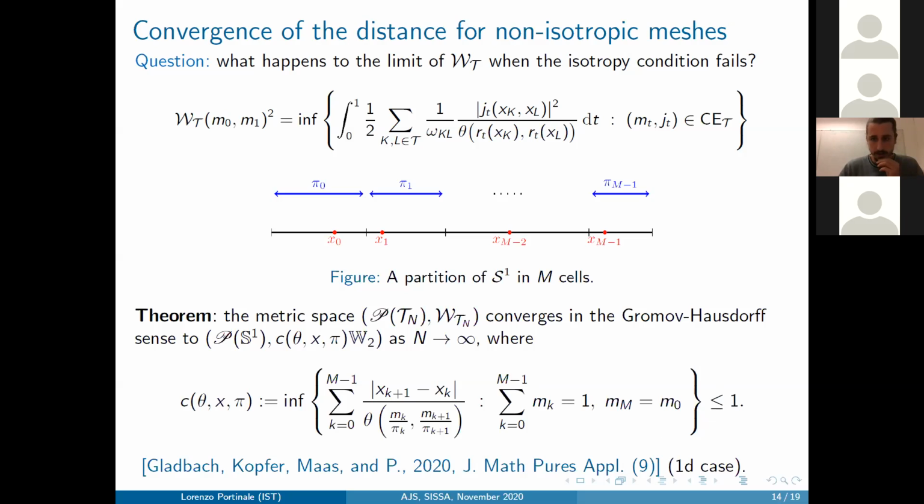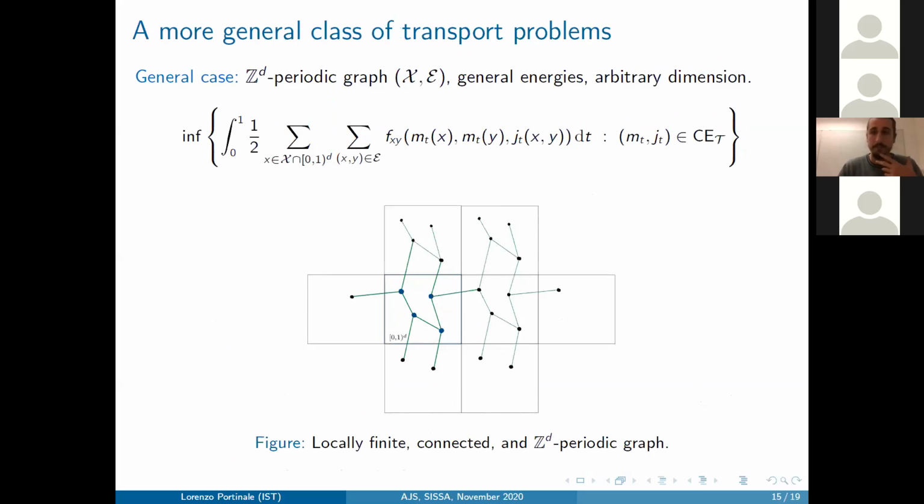We are in fact also working on the multidimensional case, and it is in the final stage of preparation. And we also moved a bit into generalization at the level of the energy. Here, we are studying the energy of this kind, the classical optimal transportation cost with quadratic cost. But in fact, our results extend also to more general energies. And what I mean by more general energies is something like this.